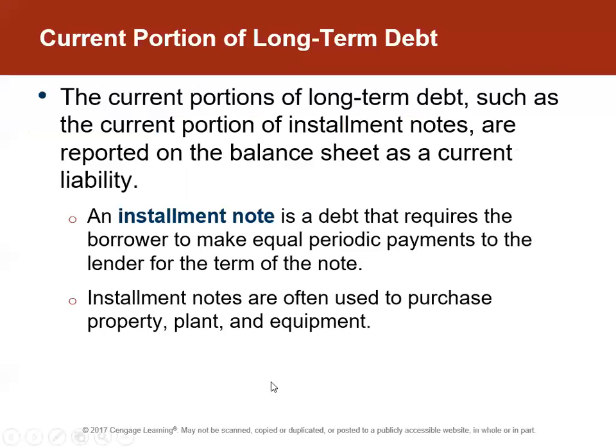Let's see. I kind of talked about this already, the current portion of long-term debt. We'll talk about that more when we look at installment notes on Tuesday. An installment note is just when we're making equal payments on the note. Instead of owing the whole amount at one day, we make equal payments. So we pay $300 a month for a car payment every month for 5 years. What's owed in the current year would be considered a current liability, and what's owed in the future years, year 2 and beyond, is a long-term liability. But we're going to deal with that more on Tuesday.